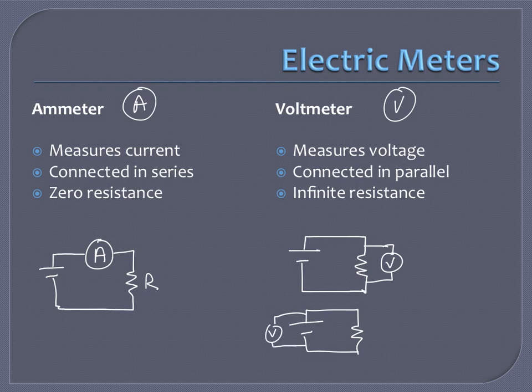Just like that. Now let's say you want to have both the current and the voltage readings. So this is what it's going to look like. You have a battery, you have an ammeter, you have a resistor, and you also have the voltmeter measuring the voltage across that resistor. So that's what it's going to look like if you want to measure both the current and the voltage across the resistor.